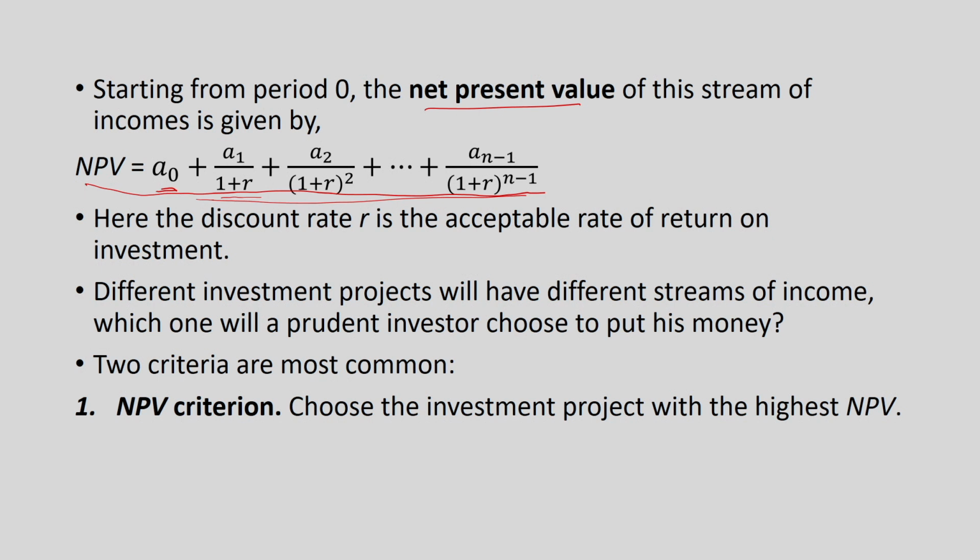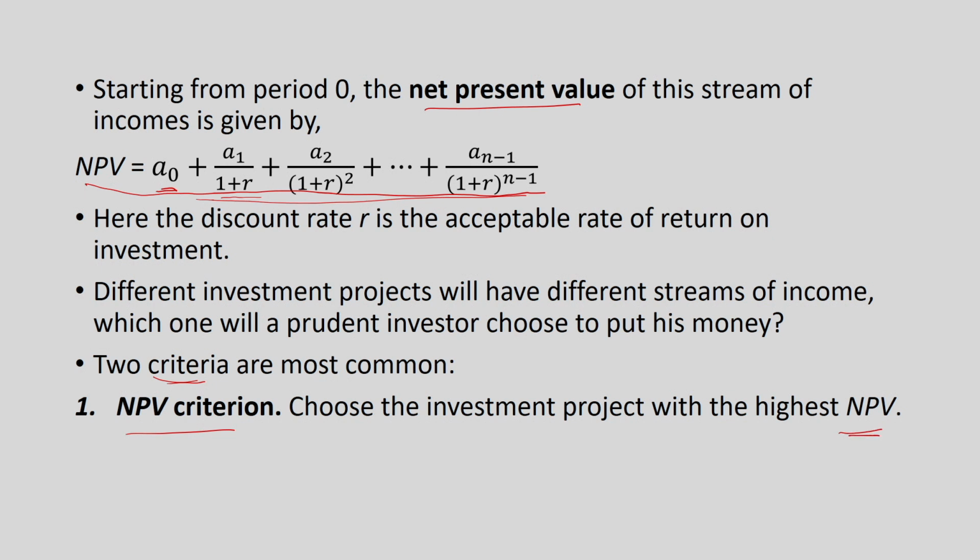The question is, which one will a prudent investor choose to put his money? Now, there are two criteria which are generally used and they are most common. One is the NPV criterion, net present value. And what does this criterion say? It says a very simple thing: choose the investment project with the highest NPV. So, that is why it is called NPV criterion.